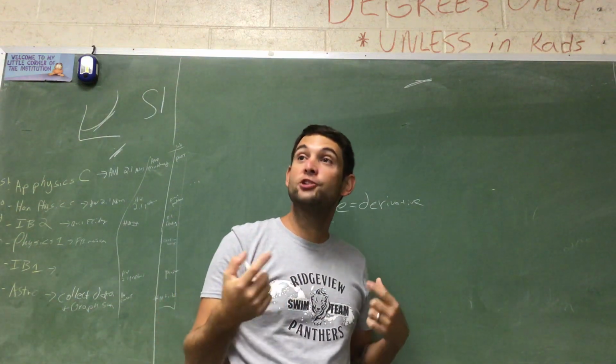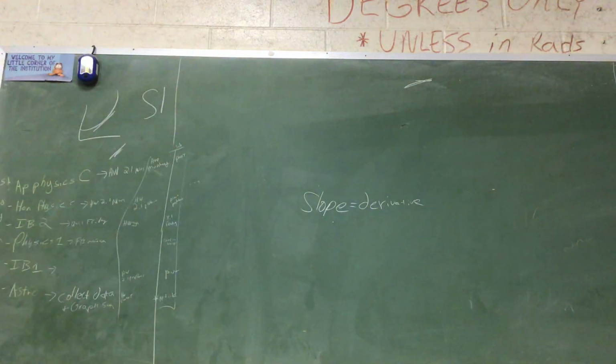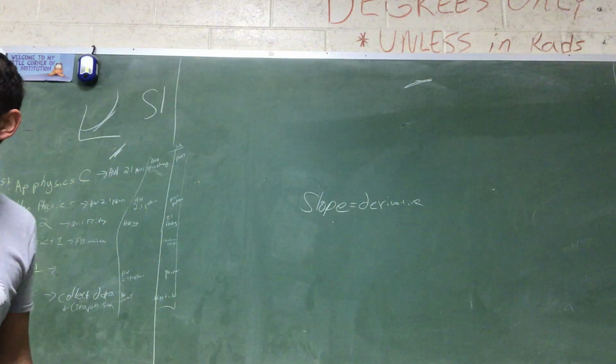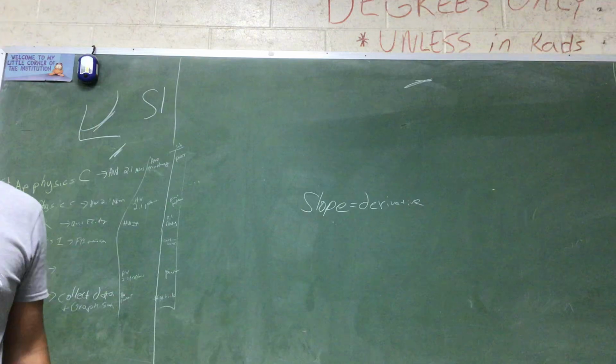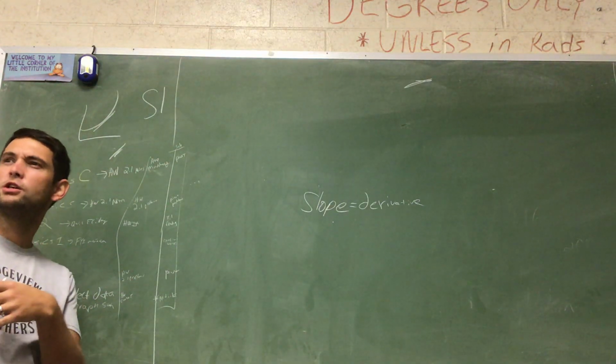So whenever we take a slope, to us, we're going to call that a derivative. Okay? And in your notes, to take a derivative, there's kind of a complicated process involved, the backstory to it.